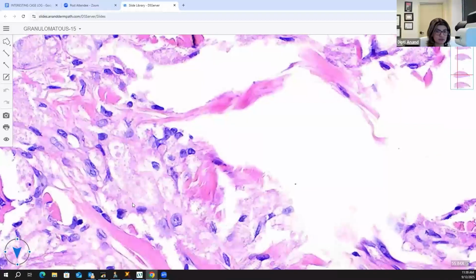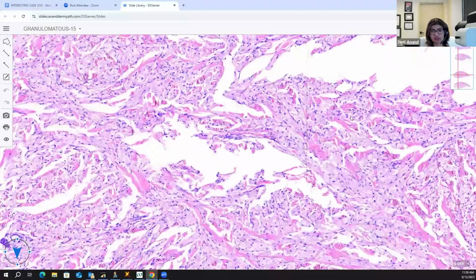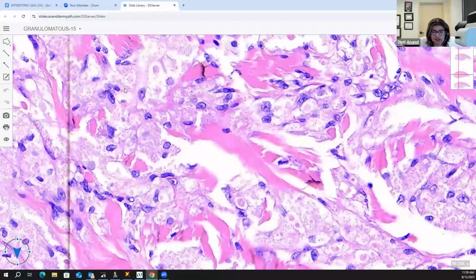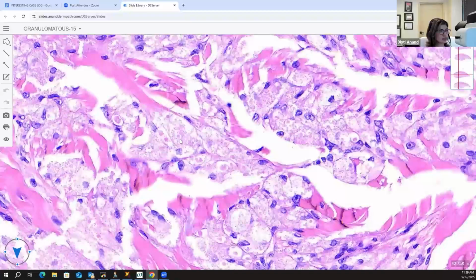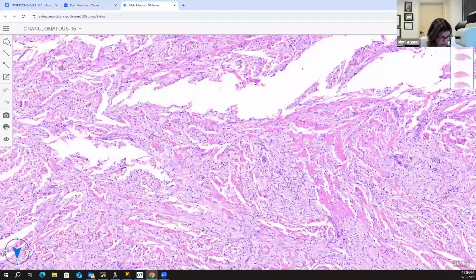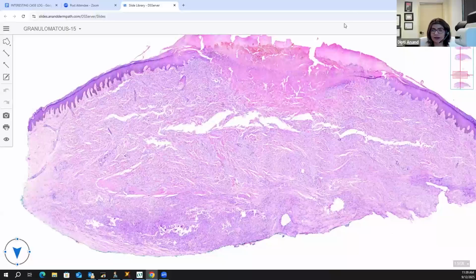And then they can ask you a number of questions. These are Schwannian cells. They are S100 positive. And these granules are the lysozyme. So this is a granular cell tumor. And you can see these nice pustulo-ovoid bodies. Okay. Everybody good with that?